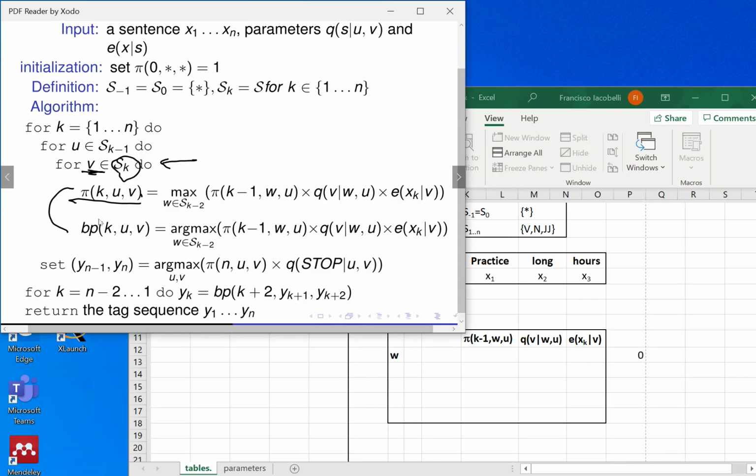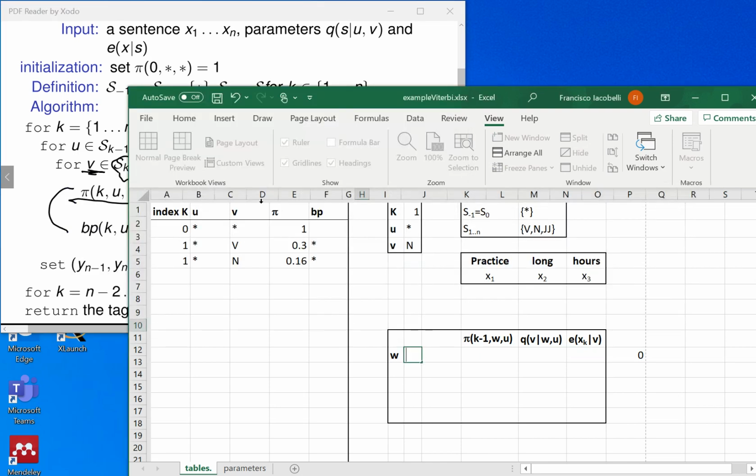We finished this part. We increase V. We loop through the next element of the set. V now takes the value of JJ. Remember, we're looping here. W is still looping through S of k minus 2, basically S sub minus 1, which is this one. So we get the value of star, and let's look at the pi. Pi of k minus 1, so pi of 0, W is a star, and U is a star. Pi of 0, star, star, right here again is 1.